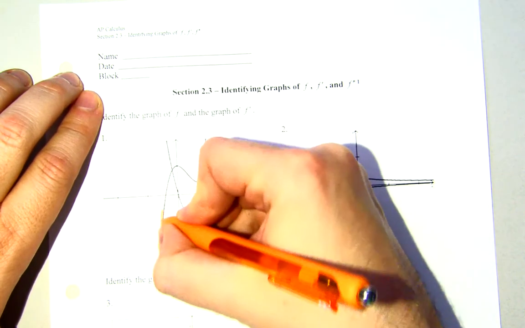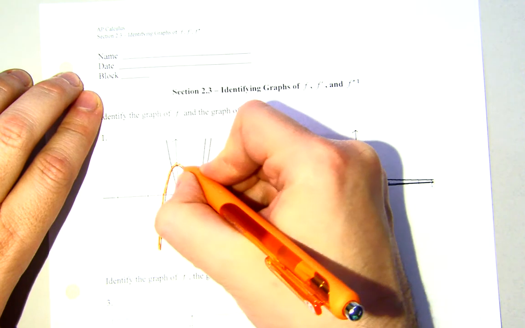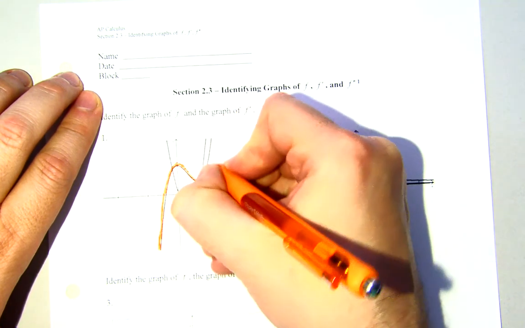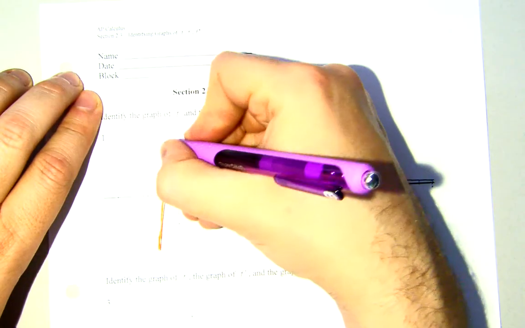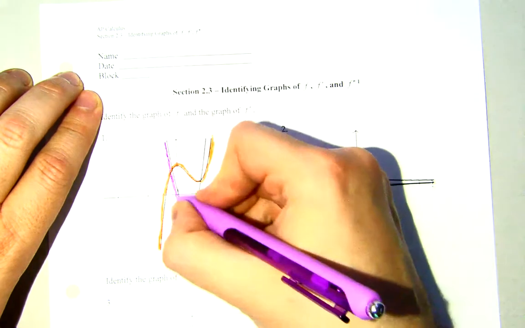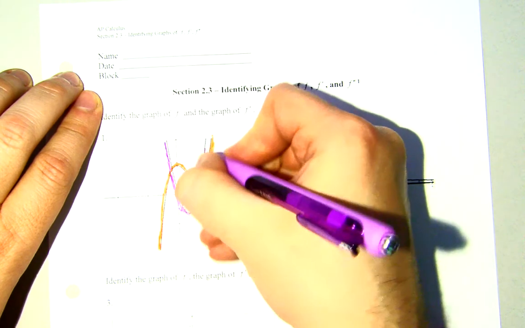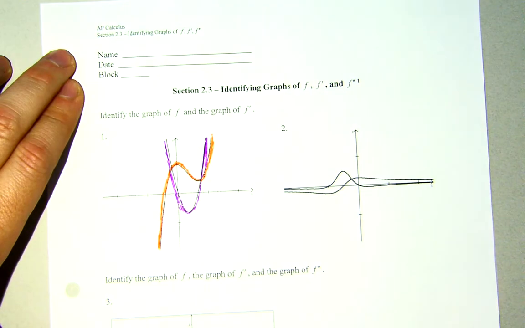So I'm going to trace this one out. I'm not doing any of the stuff I did before with positive slopes, negative slopes, and values. I'm just tracing the entire thing out just to help me kind of separate them. And you might as well go do the same in number 2.